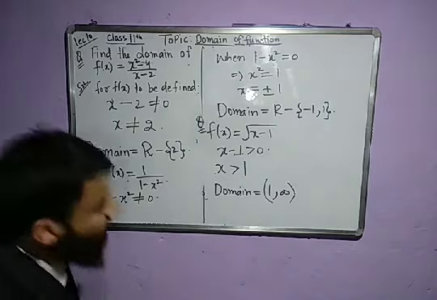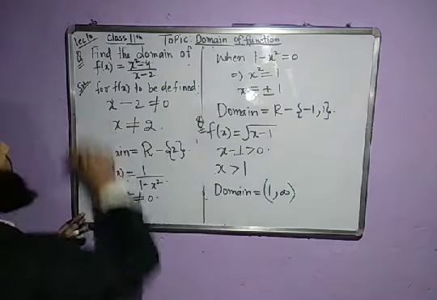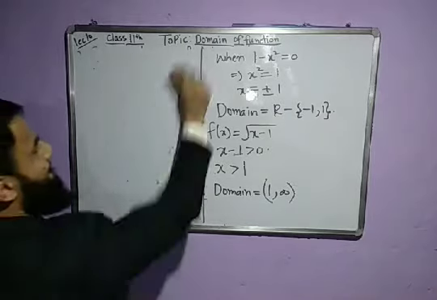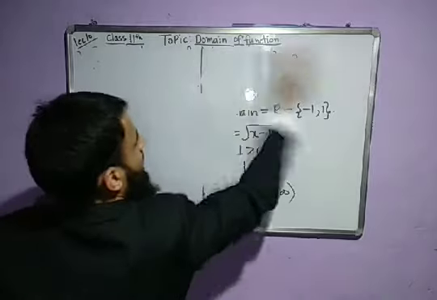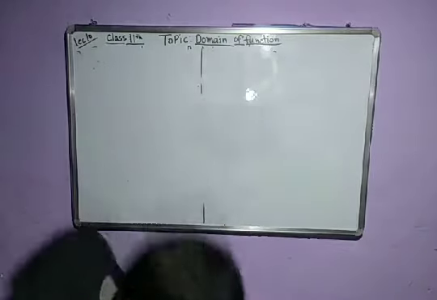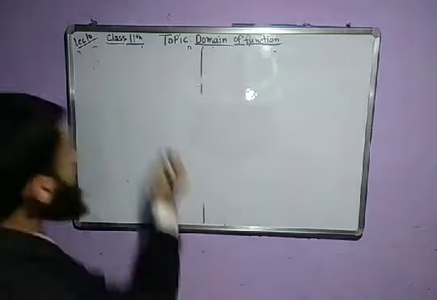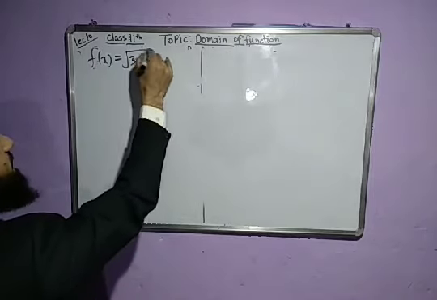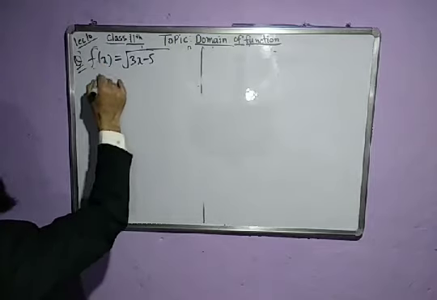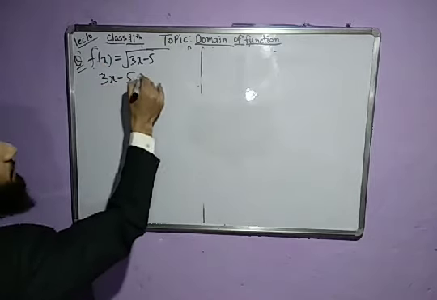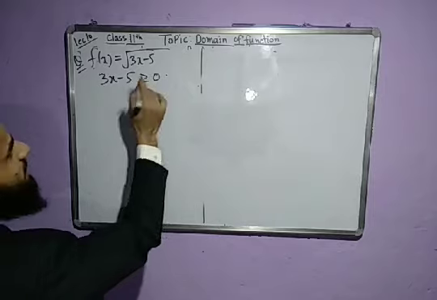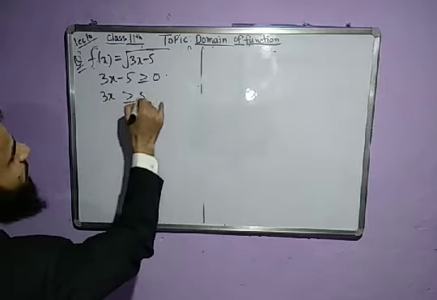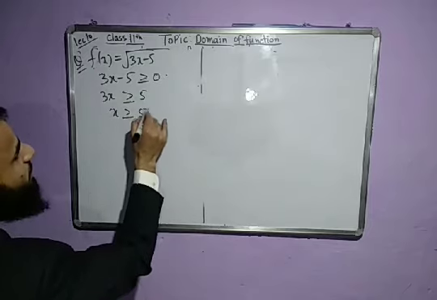Then we have another question. Let us erase the board first. We have another question. f(x) is equal to under root of 3x minus 5. It is very simple. For f(x) to be defined, 3x minus 5 should be greater than or equal to 0. It means 3x should be greater than or equal to 5. That means x should be greater than or equal to 5 by 3.